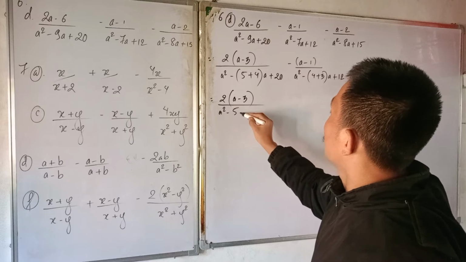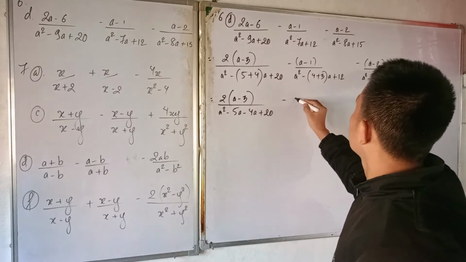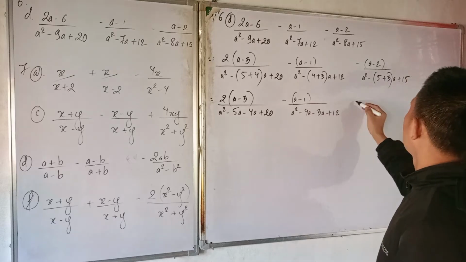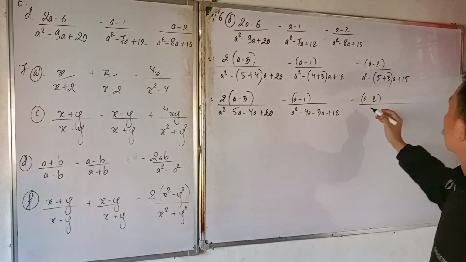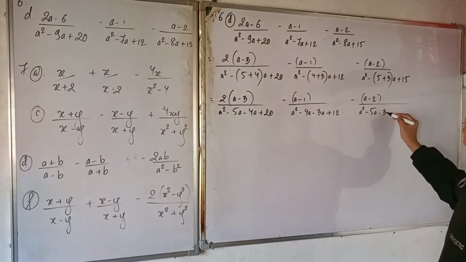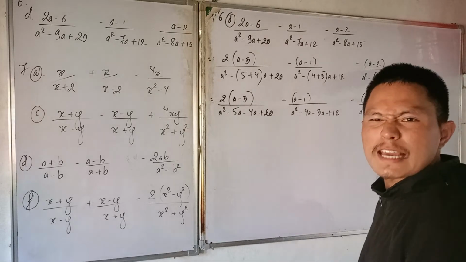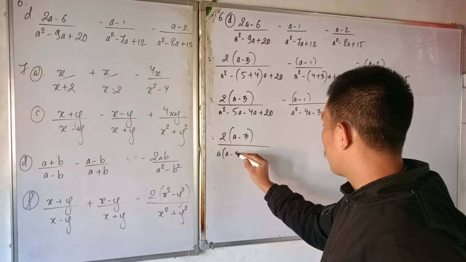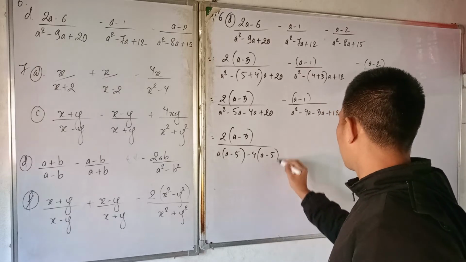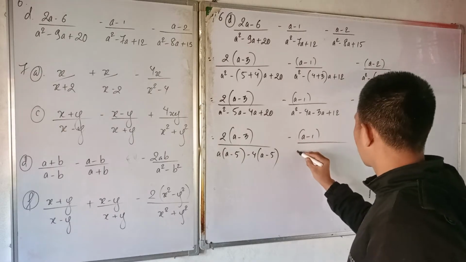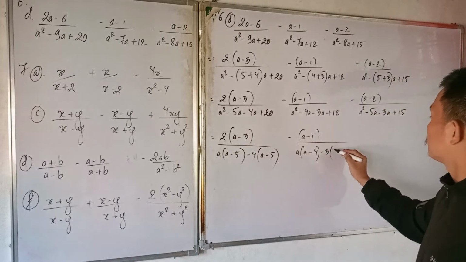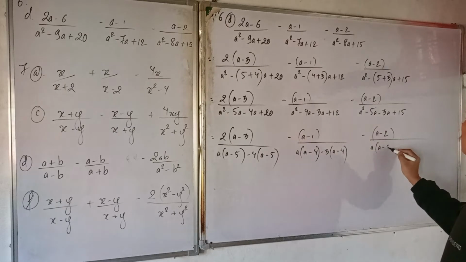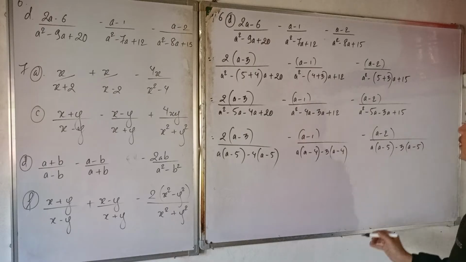Okay, a square minus 5a minus 4a plus 20 minus a minus 1, a square minus 4a minus 3a plus 12, minus a minus 2, a square minus 5a minus 3a plus 15. Okay, 2 a minus 3, and I just take the common here, a minus 5 minus 4, a minus 5, a minus 1, a minus 4 minus 3, common here, a minus 4, a minus 2, a minus 5 minus 3, a minus 5.